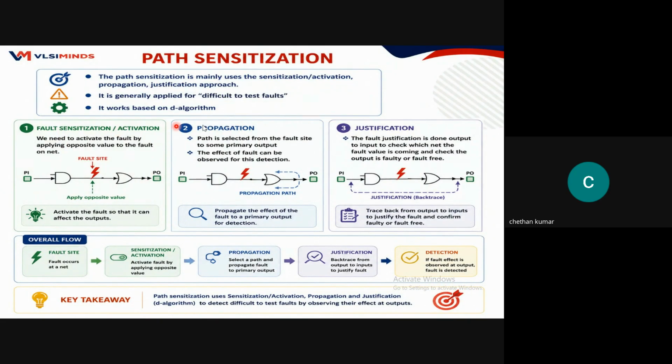We do this by following these three processes. One is sensitization, that is nothing but activating the fault, then propagating that fault to the primary output, and then justifying whether it is a fault or fault free based on the output. Okay, sir.